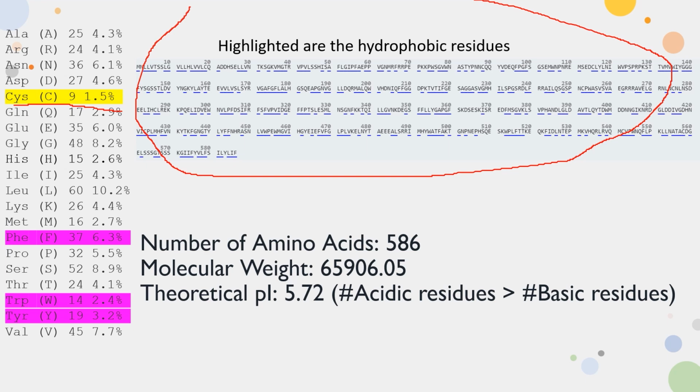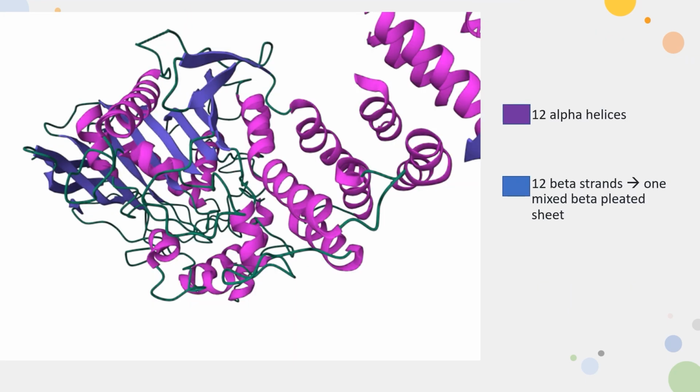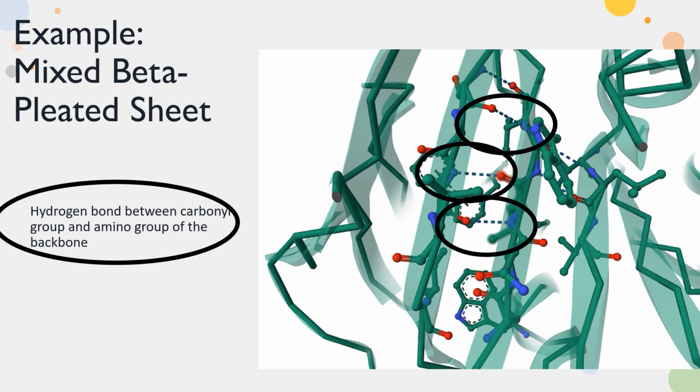the acetylcholinesterase. Secondary structures has 12 alpha helices labeled in purple that surround a 112 beta-stranded mixed beta-pleated sheet labeled in blue. We can see furthermore that these secondary structures are made up of hydrogen bonds related to the backbone of the protein between the carbonyl group of one amino acid and an amino group of another.